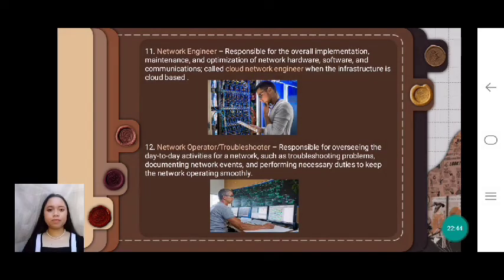Number 12, network operator or troubleshooter. They are responsible for overseeing the day-to-day activities for a network, such as troubleshooting problems, documenting network events, and performing necessary duties to keep the network operating smoothly. Troubleshooting problems means tracing or finding the problem of the computer system.